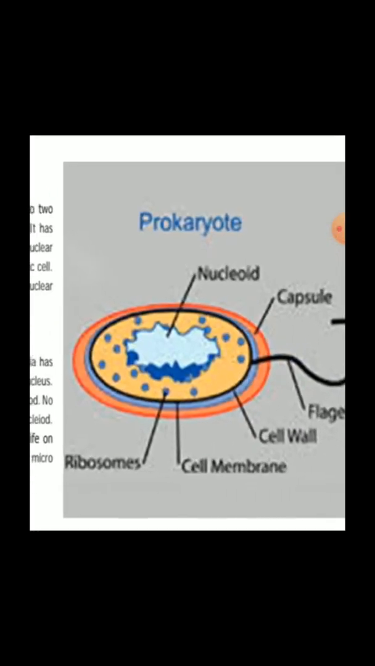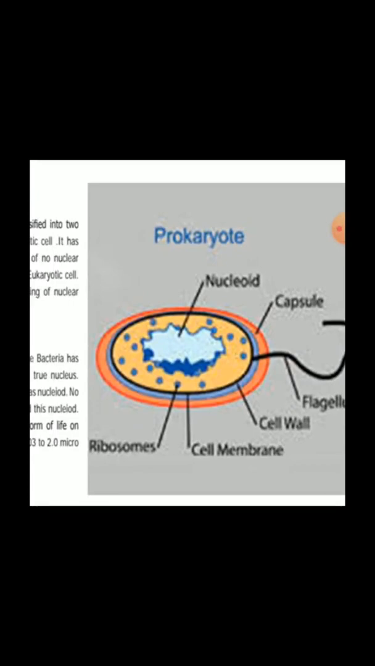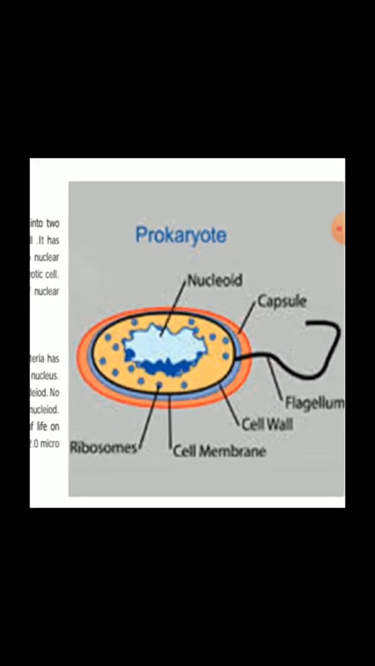This is the prokaryotic cell. Did you see that picture, children? The center part is called the nucleoid. The outer layer is called the cell membrane, and the blue layer is called the cell wall. This is the flagella, this is the capsule and this is the ribosomes. This is the prokaryotic diagram.